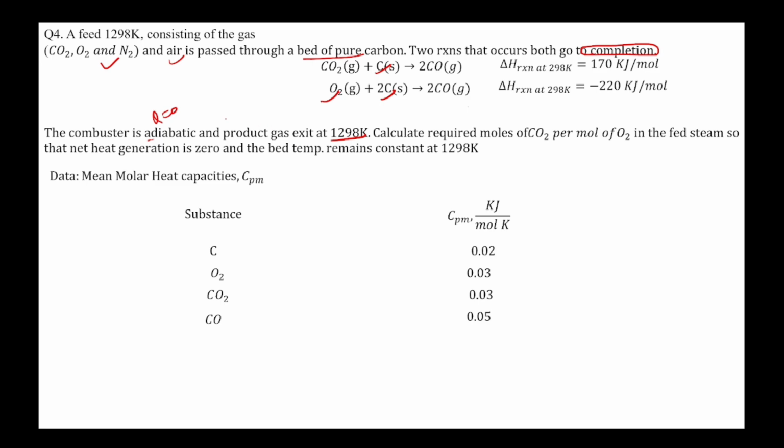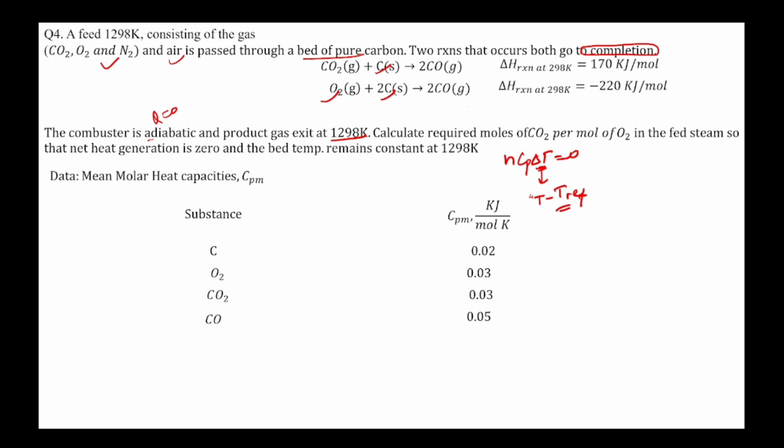Now see, the feed is at 1298 Kelvin and the product is at 1298 Kelvin. If we apply n Cp delta T, then it will become 0 if we take the feed and product temperature. But this delta T is never T feed minus T product. It is T minus T reference. Always remember, I told you in the very first class when we were solving the questions, this is T minus T reference.